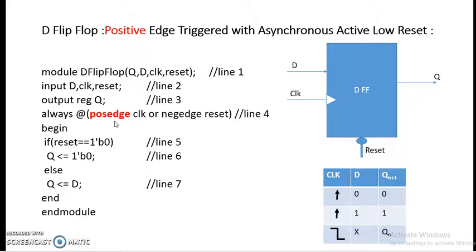The only thing we have to focus on over here is the signals that we have to pass in the sensitivity list. Now, since we are designing for the positive edge triggered flip-flop, before the clock we are using posedge. It means that the always block will be executed when? It will be executed only when the clock makes the positive transition, or the always block will be executed when the reset makes the negative transition.